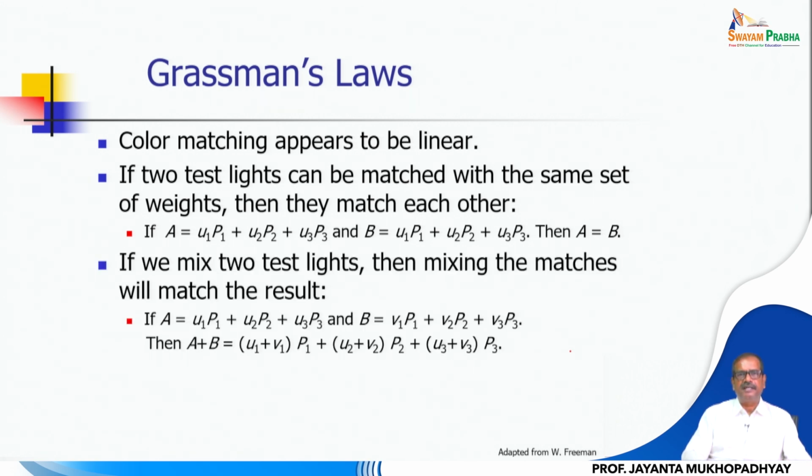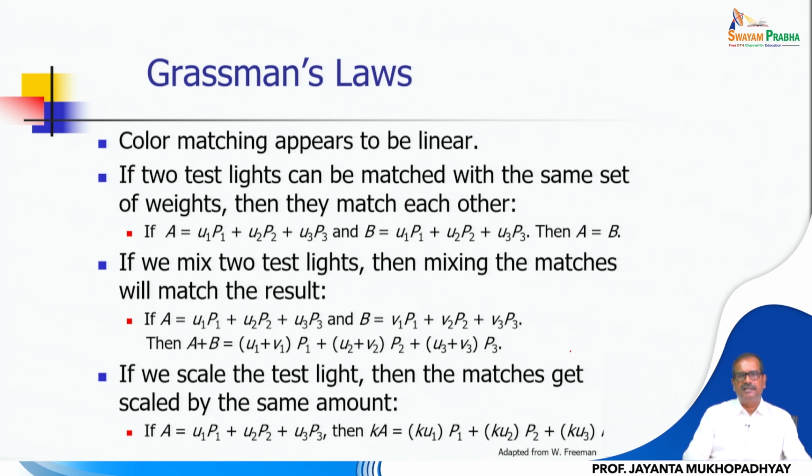The other part is that if you mix two test lights, then mixing the matches will match the result. This is the second statement. The other statement is that with the same set of weights, they match each other. So if there are two colors with the same components, their sensation is the same. And the third thing is that if we scale the components, we have the same color experience, only the brightness varies. It gets brighter if you scale it further.